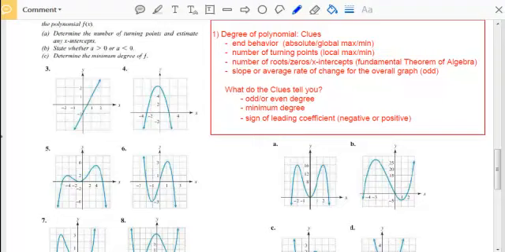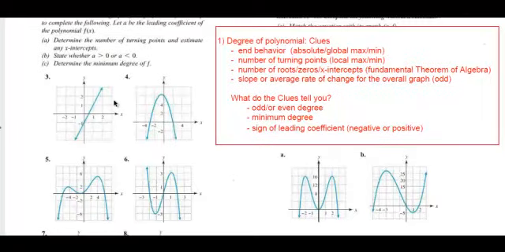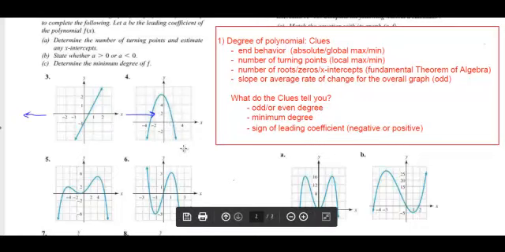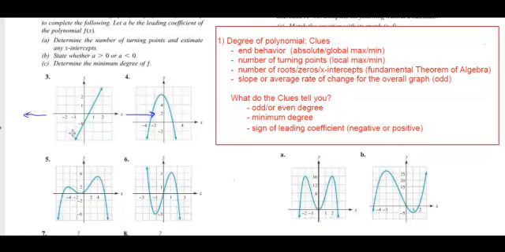For instance, the first one here I have is end behavior. So when we look at end behavior, we want to ask ourselves, what is happening to y as x goes in the positive and negative directions? So as x goes this way, what is happening to our y values? And as x goes this way, what is happening to our y values? If you look at this first graph, as we go this way in the graph, y goes down. And as we go to the right of the graph, y goes up.